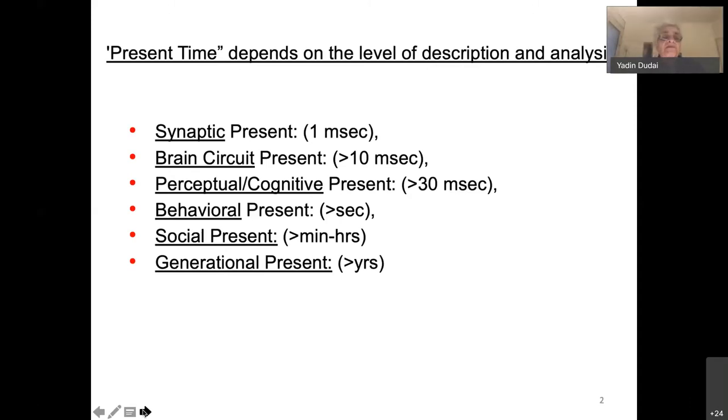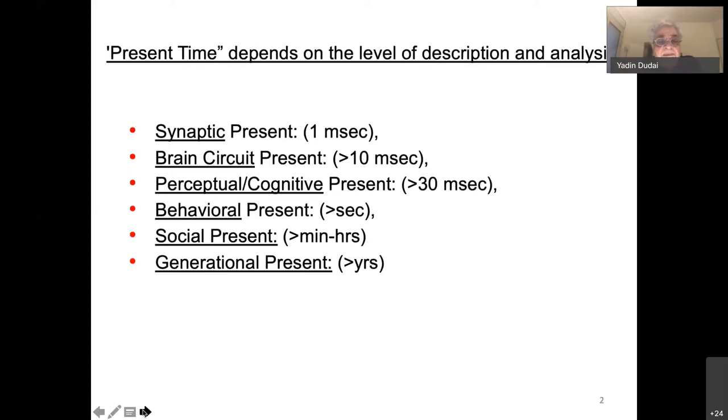Present time in terms of a circuit in the brain, which means a collection or a population of nerve cells acting together, is the order of magnitude of over 10 milliseconds. I'm not accurate here because it's impossible to be accurate. There is a reason why I wrote here 10 milliseconds, more than 10 milliseconds, but you can take it as an order of magnitude.